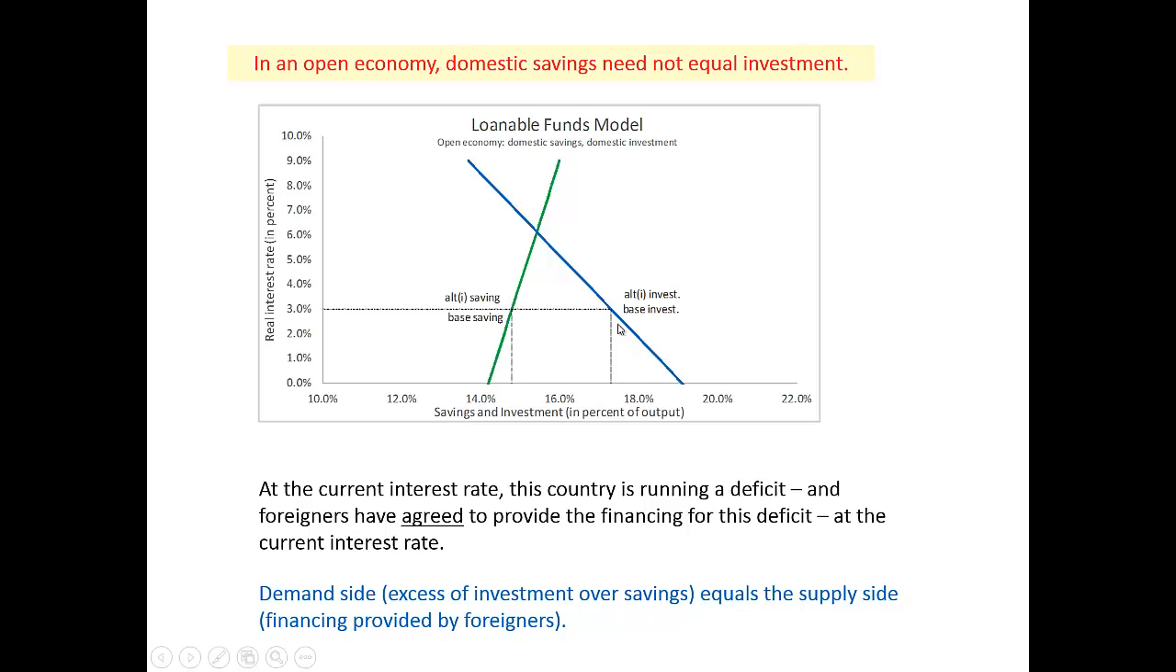At this current interest rate, the country is running a deficit. And we just saw that we can interpret that as a deficit on net exports, or we can also call that the difference between savings and investment. Savings in this case will be less than investment. And foreigners have agreed to provide this financing at the interest rate stated.